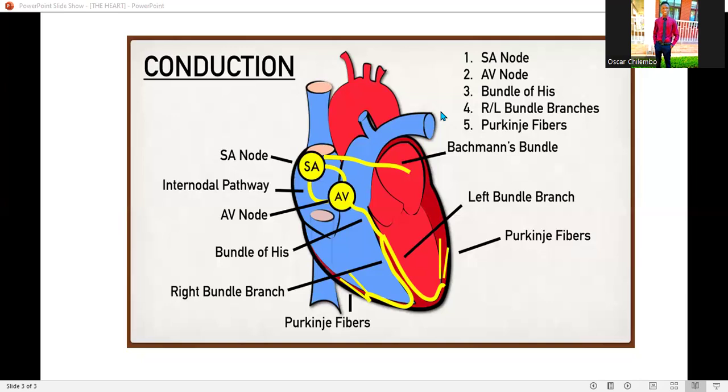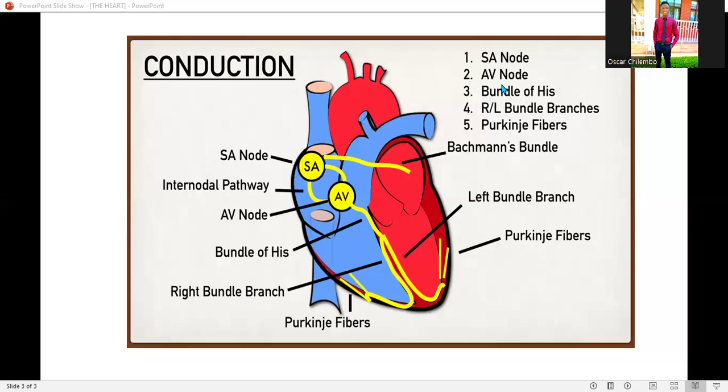The major components responsible for the conduction of the electrical impulse in the heart are the SA node, the sinoatrial node, the AV node, the bundle of His, the right and left bundle branches, and the Purkinje fibers. We need to describe each component by component. We want to know what is unique about the SA node, what is unique about the AV node, as well as what is unique about the Purkinje fibers. All these are involved in the conduction system.